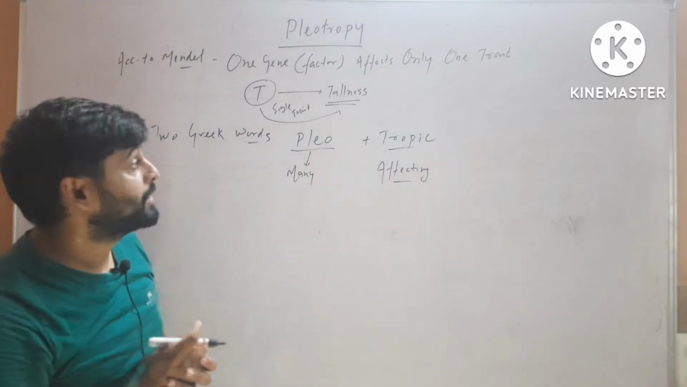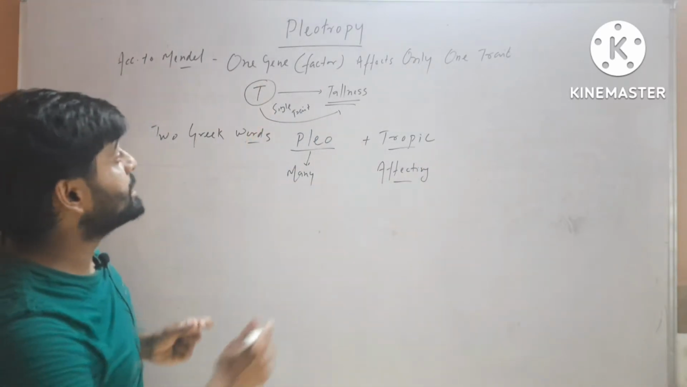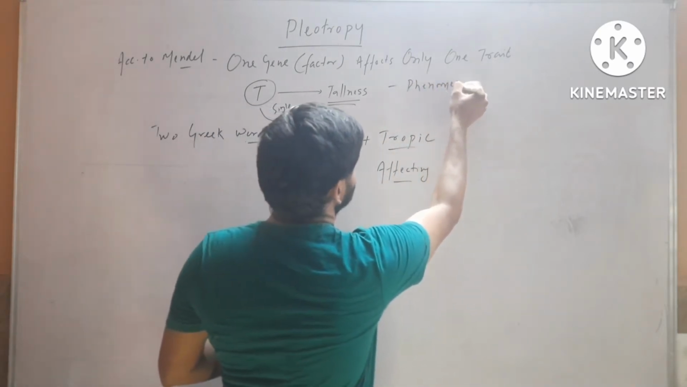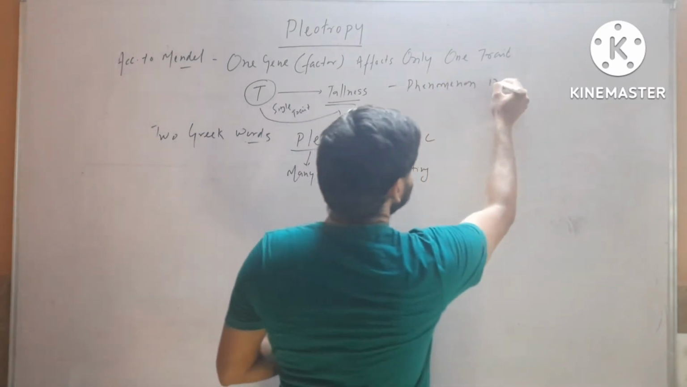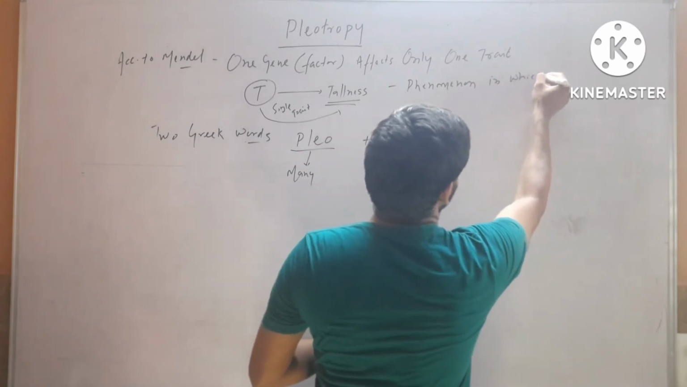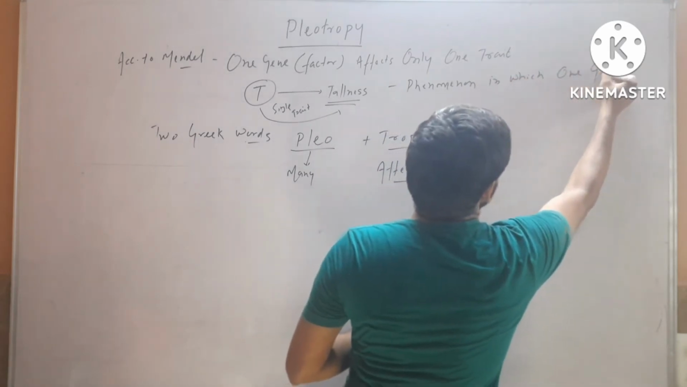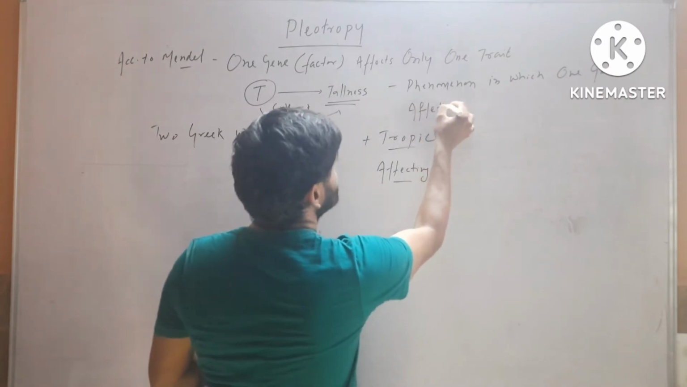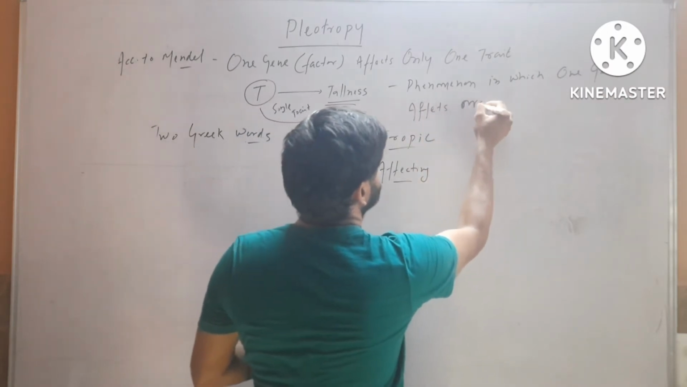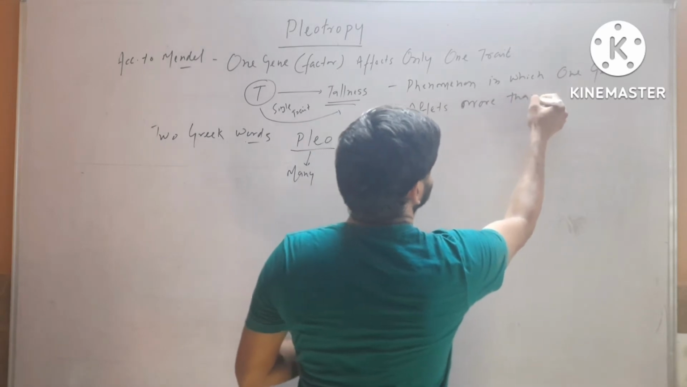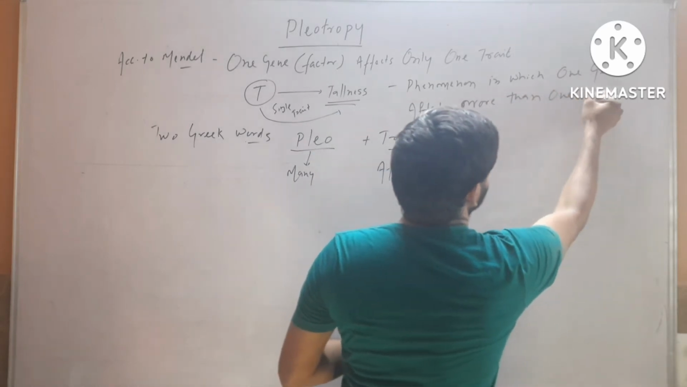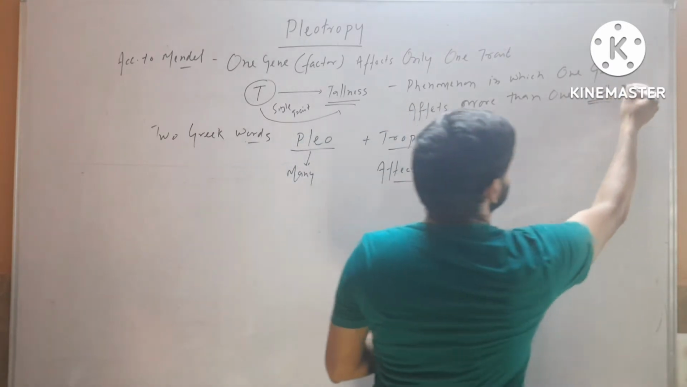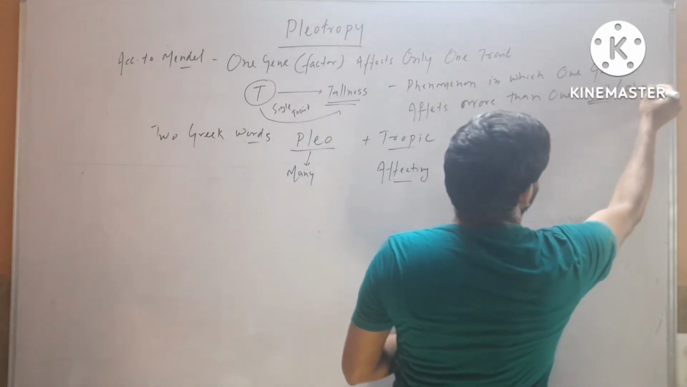So pleiotropy is a phenomenon in which one gene affects more than one trait, or you can also say phenotype.